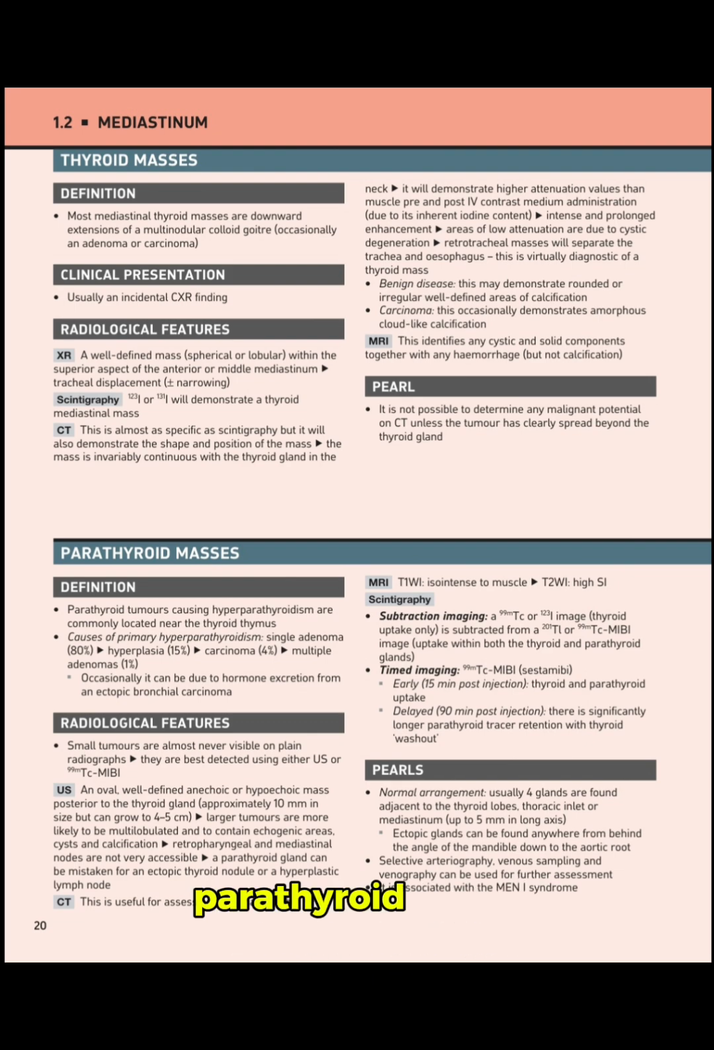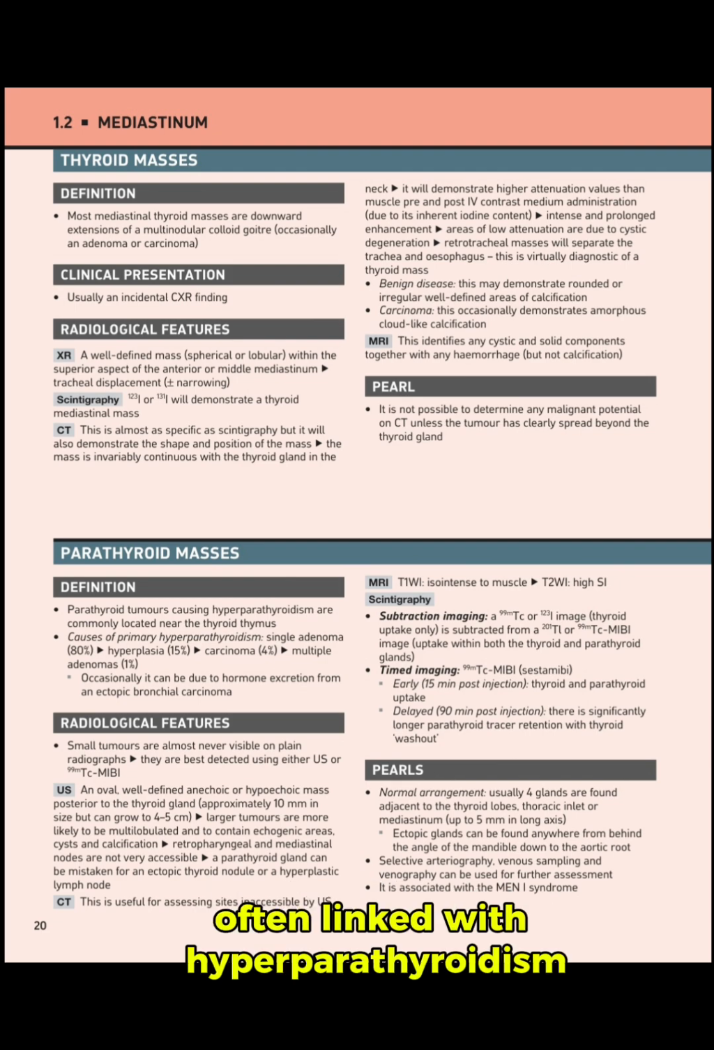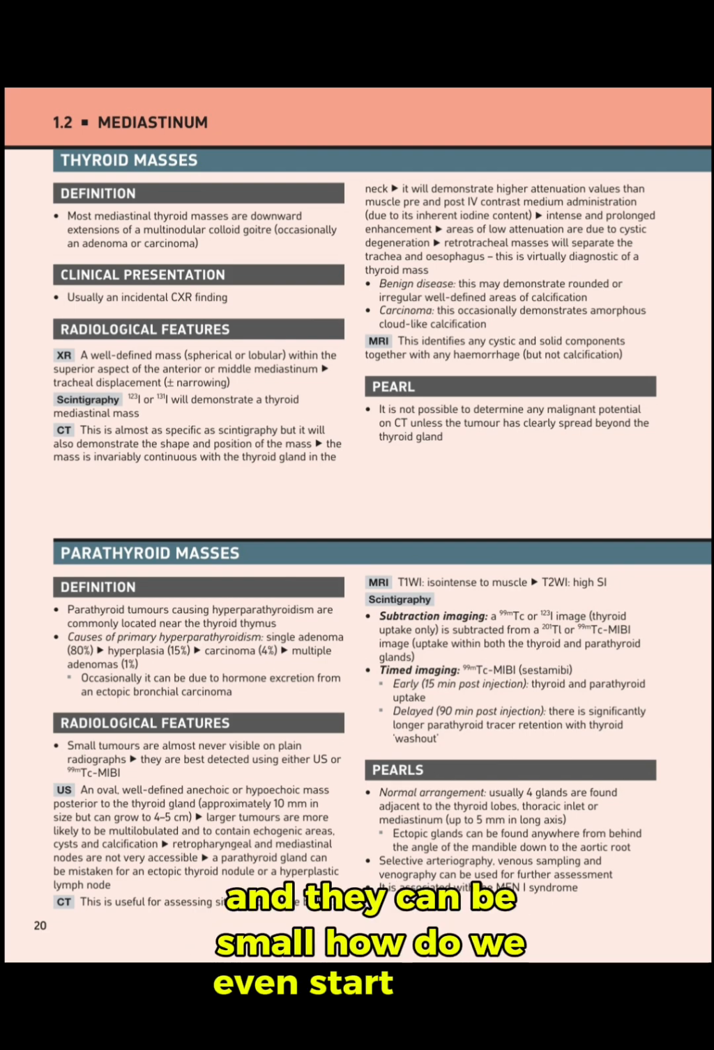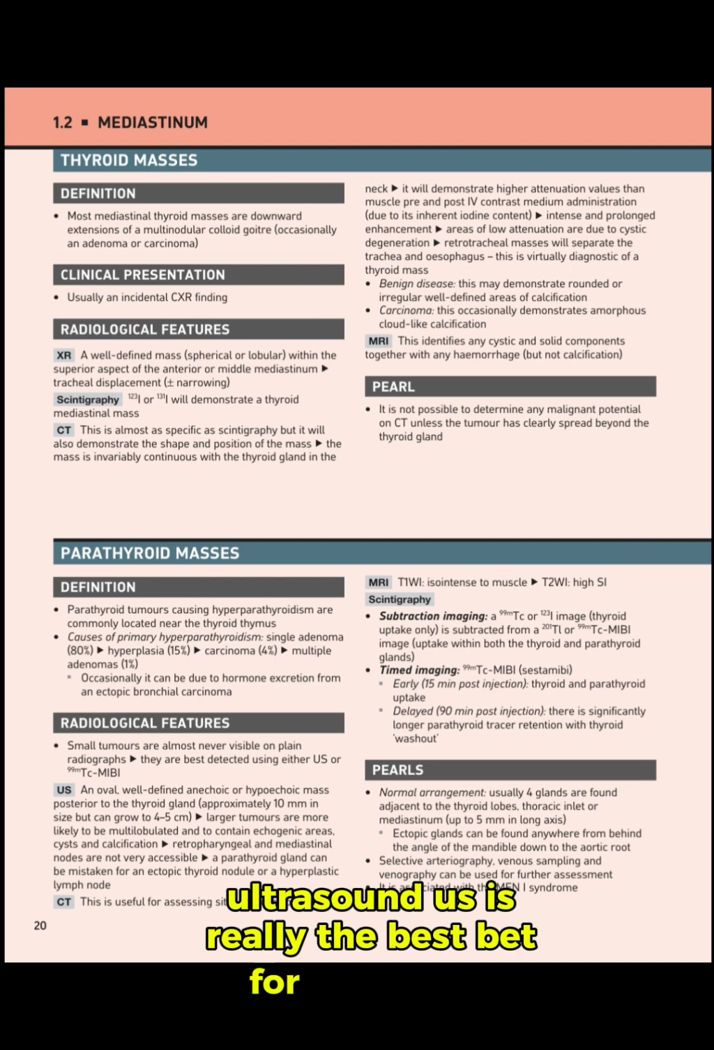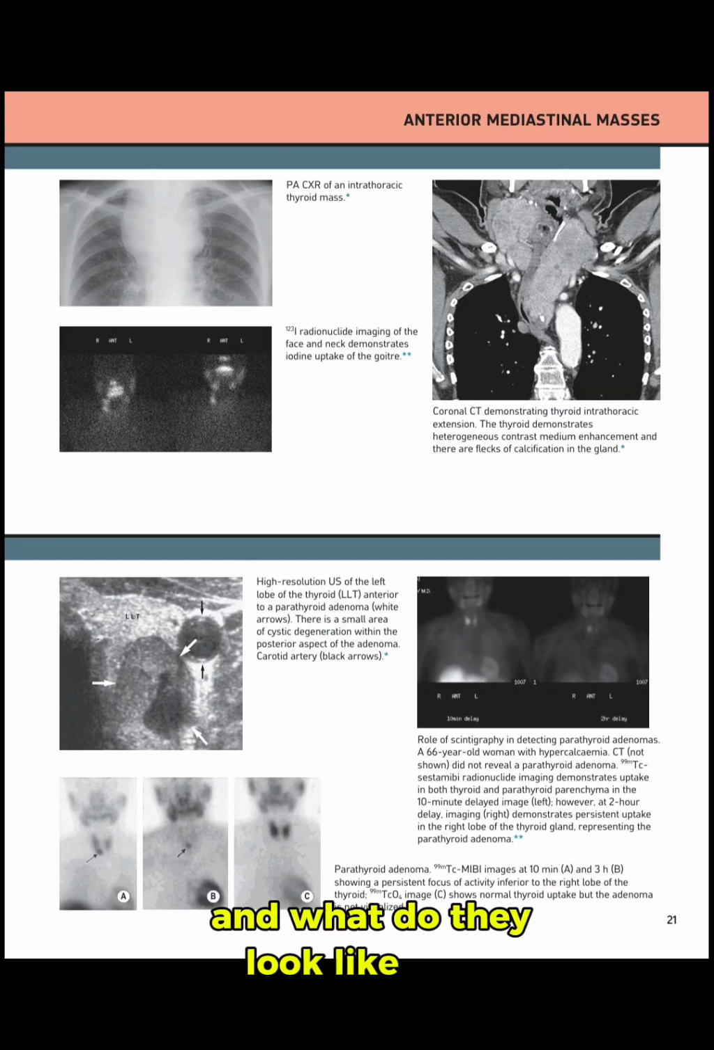Okay, let's shift to parathyroid masses. These can be tricky, right? Often linked with hyperparathyroidism, and they can be small. How do we even start looking? You're right, they're often tiny. Plain x-rays almost never show them. Ultrasound, US, is really the best bet for small ones. Ultrasound, okay. And what do they look like on US?